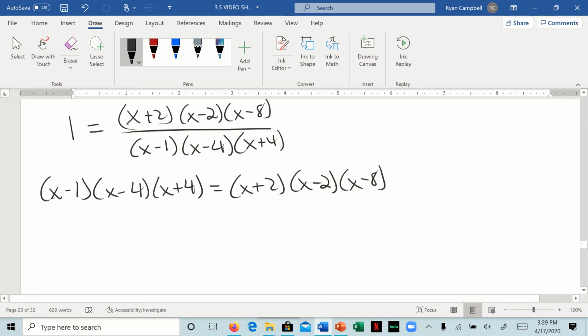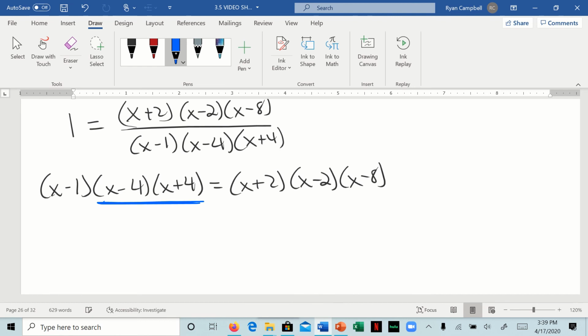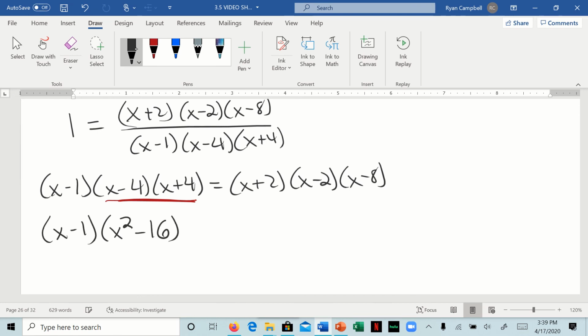Oh no, it looks like we're going to have to multiply it out. But that's okay, right? So look, here we have x minus 4, x plus 4. So we know that's just going to be x squared minus 16. Right here we also have x plus 2, x minus 2. So that's going to be x squared minus 4. Okay, this isn't nearly as bad.